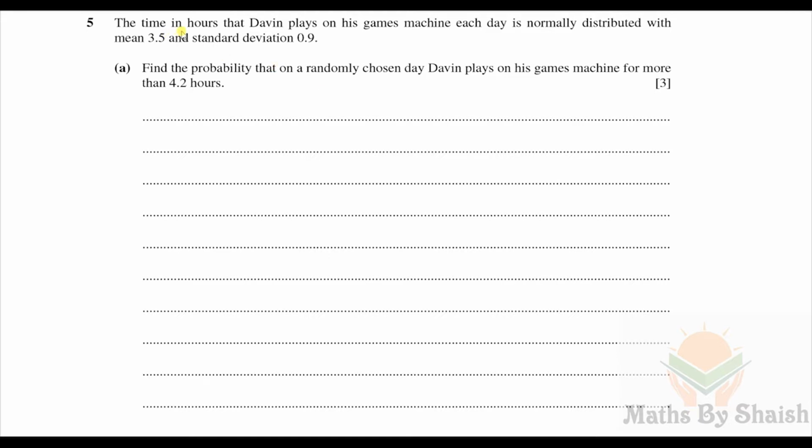The time in hours that Devin plays on his games machine each day is normally distributed with mean 3.5, so it is mu, and standard deviation 0.9, so it is sigma. Find the probability that on a randomly chosen day Devin plays on his games machine for more than 4.2 hours.